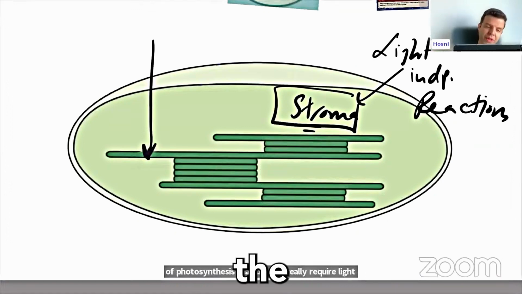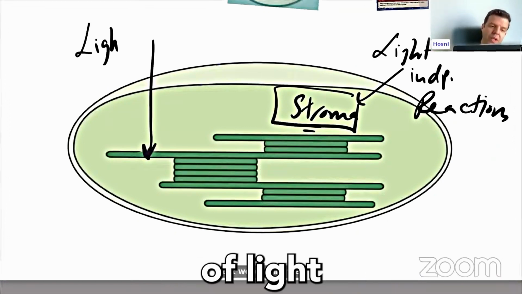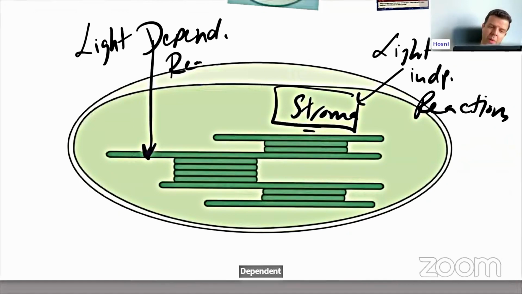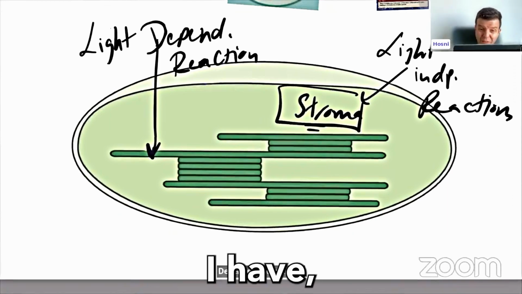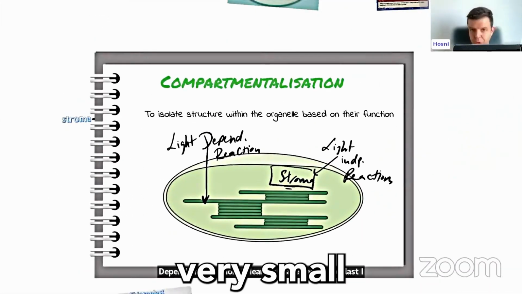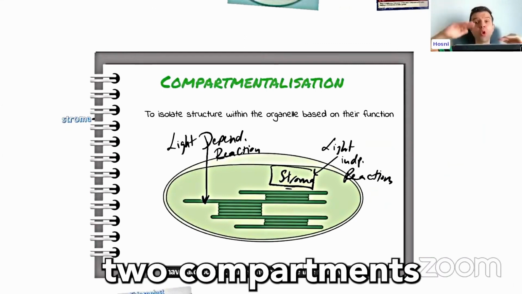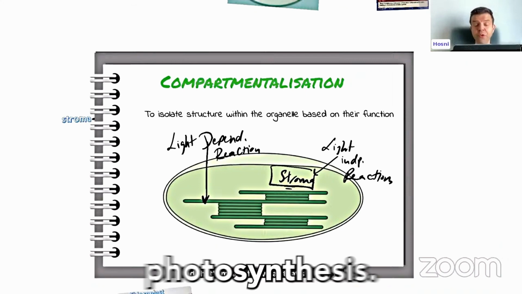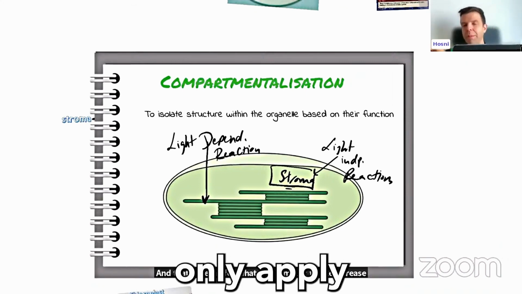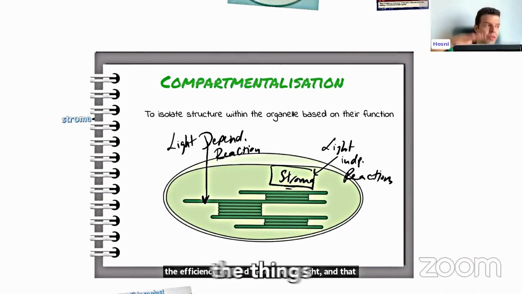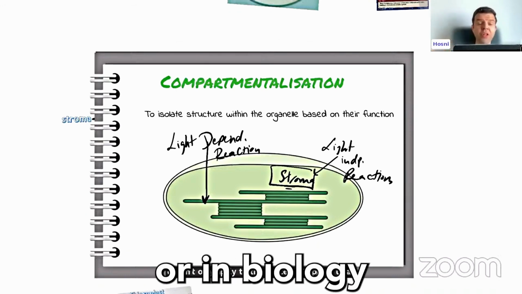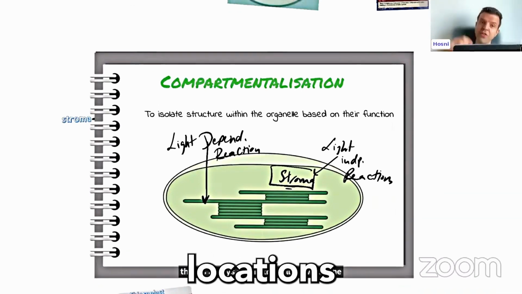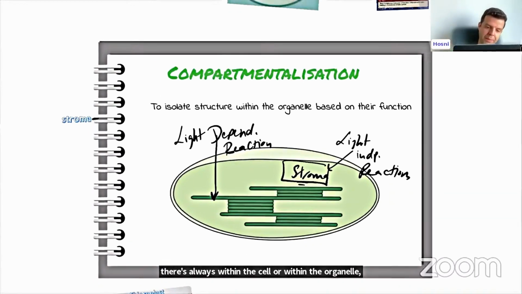But the thylakoid itself, we're going to call it the site of light-dependent reactions. Meaning, although it's very, very small, within the chloroplast we have two compartments. And that's meant to increase the efficiency of photosynthesis. All right? And that doesn't only apply to this process, it applies to all the things we study inside the cell or in biology. Within the cell or within the organelle, there are always special locations where separate processes happen. Okay?